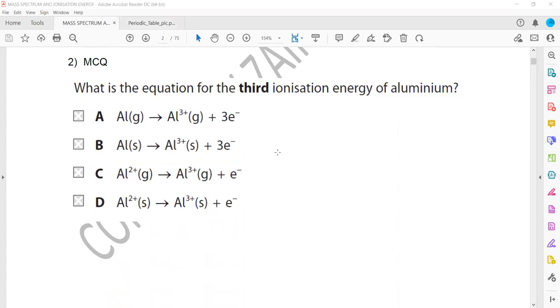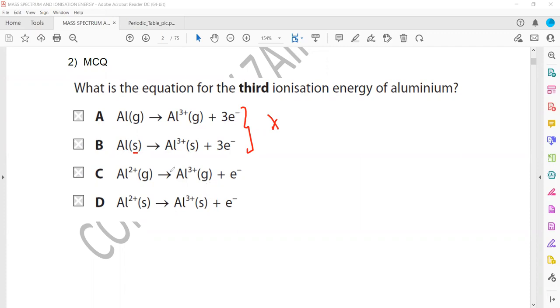Then, what is the equation for the third ionization, like the energy needed to remove the third electron? So we already removed 2 and we have to remove the third. Here, these two are totally wrong. Why is this one wrong? Because we should not remove all the electrons together. And why is this wrong? Because ionization energy means the energy needed to remove electrons from a gaseous state. So we should have a gaseous state, not solid.